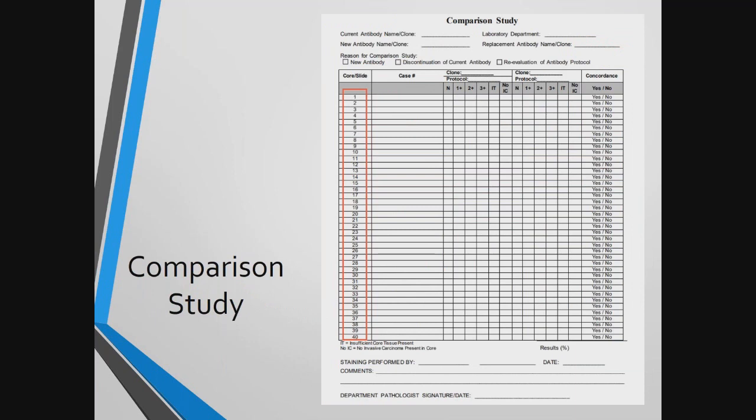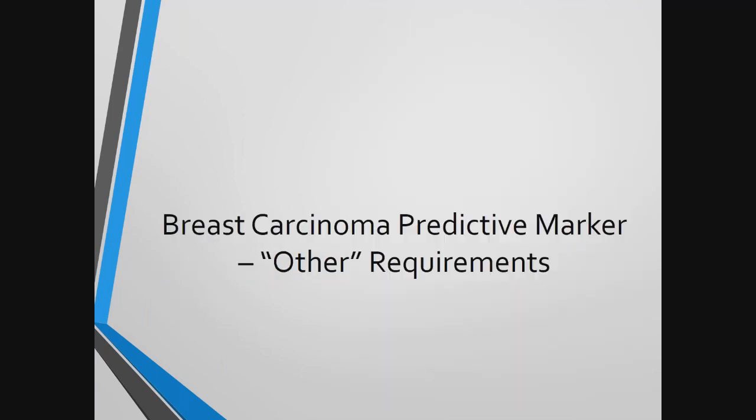And then again, just like with the non-predictive markers, once that protocol has been selected, a comparison study needs to be performed. As indicated on this form and as discussed earlier, however, the number of cases used for these comparisons is larger. So it's the exact same form, it's just more line items to accommodate for the 40 slides. As this audience is very well aware, the performance of the predictive markers is a little more significant and more regulated than the non-predictive markers.